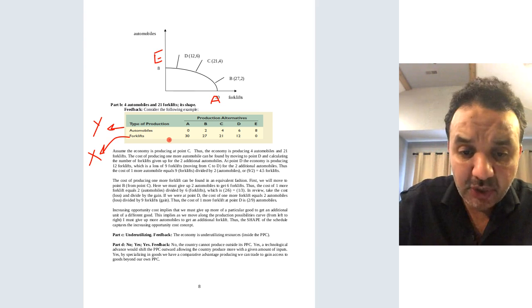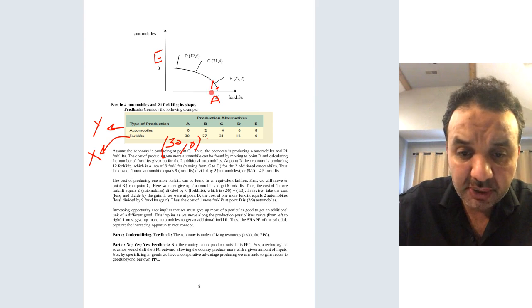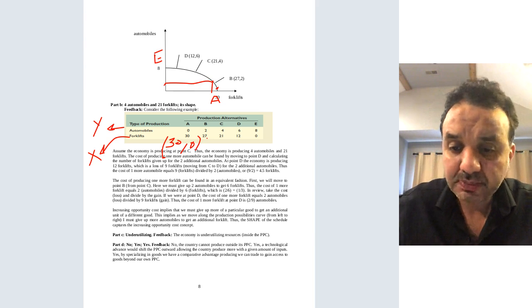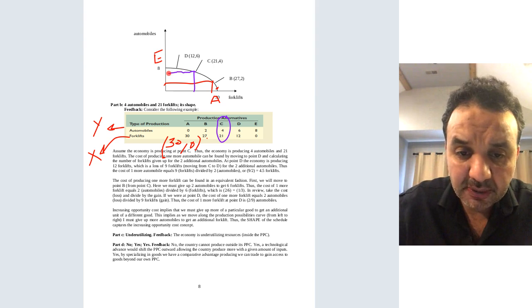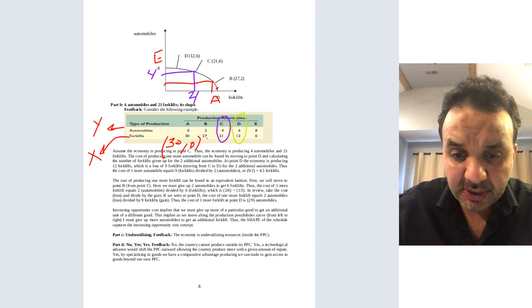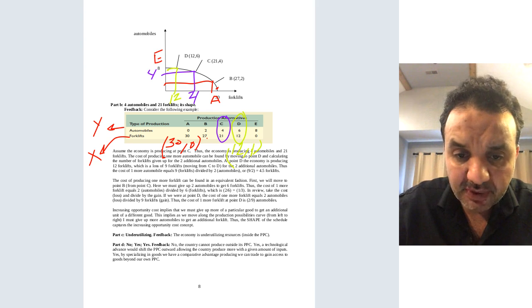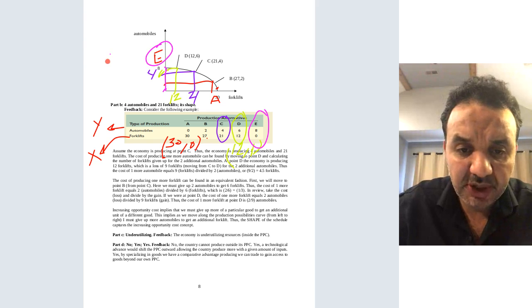So point A will be written as what? 30 and then 0. As you can see, this is point A. Point B is 27 and 2. So this is point B. What about point C? It's 21 and 4. So this is point C. And point D, 12 and 6. So this is point D. And the last point is point E, which is 0 and 8. So this is point E, which is 0 and 8.